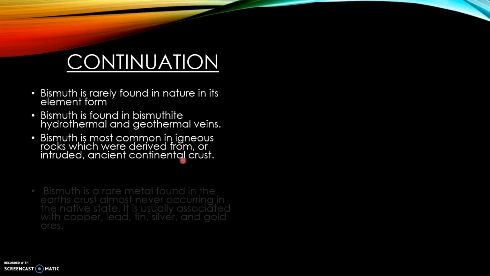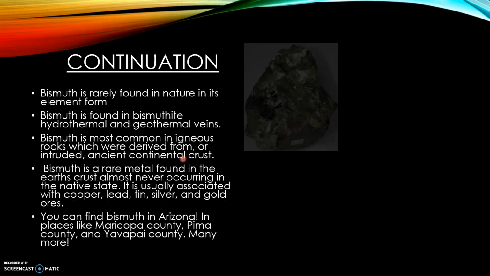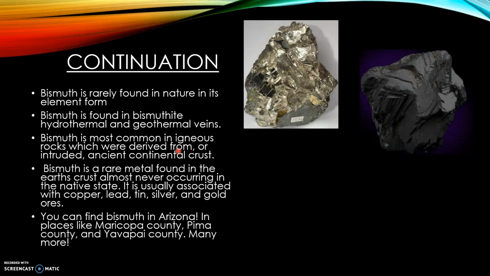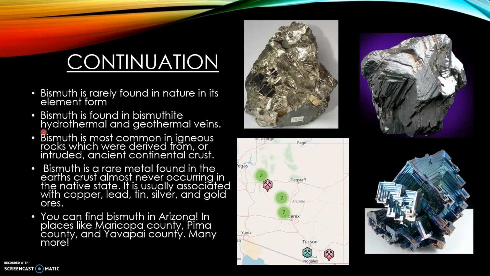Bismuth is rarely found in its natural elemental form. Bismuth is found in bismuthite, in hydrothermal and geothermal veins. Bismuth is most common in igneous rocks, which were derived from or intruded from ancient continental crusts. And bismuth is a rare metal found in the Earth's crust, almost never occurring in the native state. It usually is associated with copper, lead, tin, silver, and gold ores.